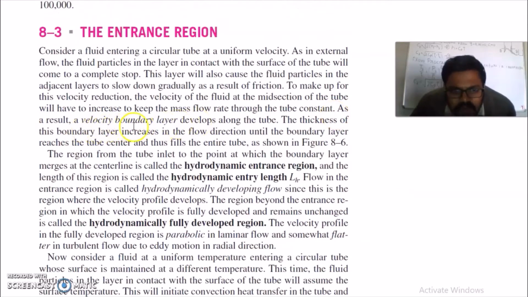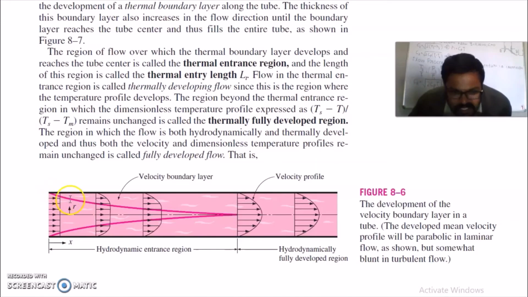As a result, a velocity boundary layer develops along the tube. You can see this is the velocity boundary layer which will start to develop in the tube. The thickness of this boundary layer will increase throughout the tube until it reaches the midsection.